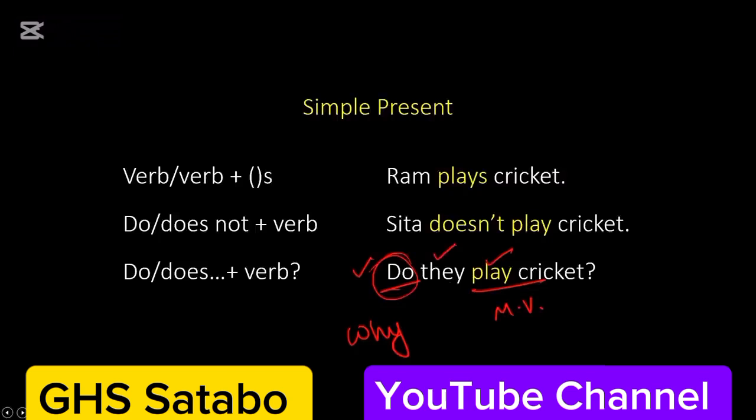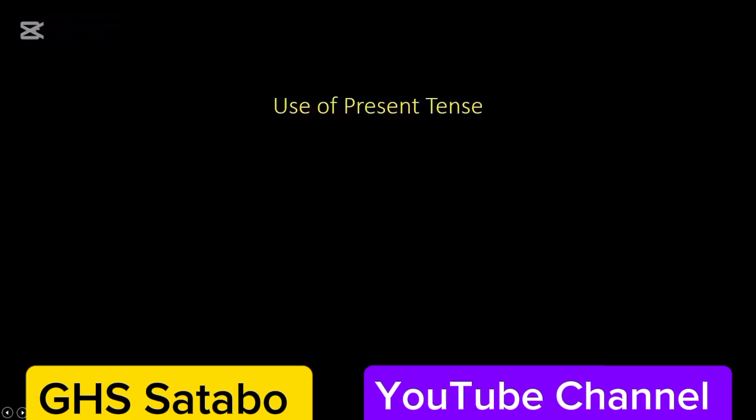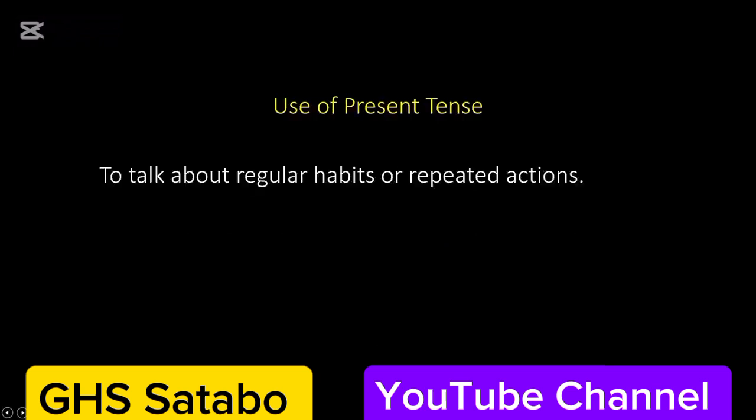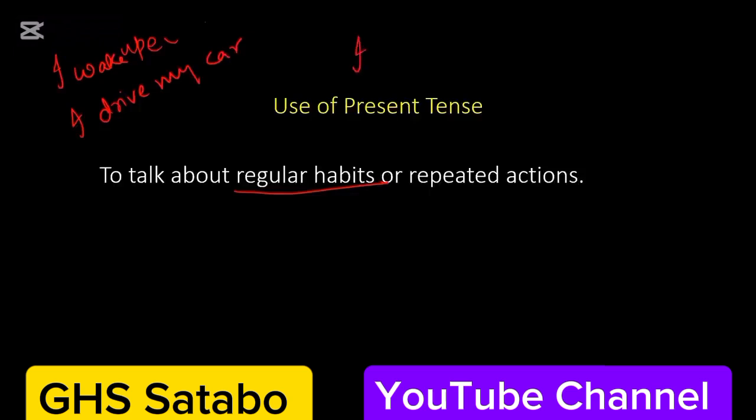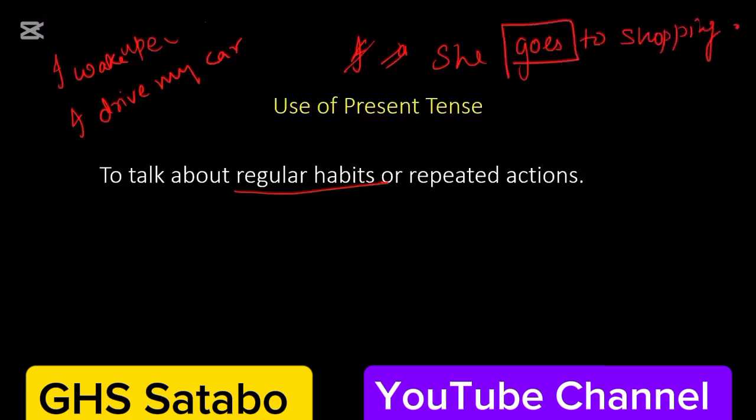Since we understood what is the structure of simple present tense, now let's understand where we exactly use simple present tense. Simple present tense is used to talk about regular habits. So you might say that I wake up every morning at around this clock, or maybe I drive my car every day, or I go to shop. You can take other examples like she goes shopping with me. In this case, we are using goes because it's a singular subject.